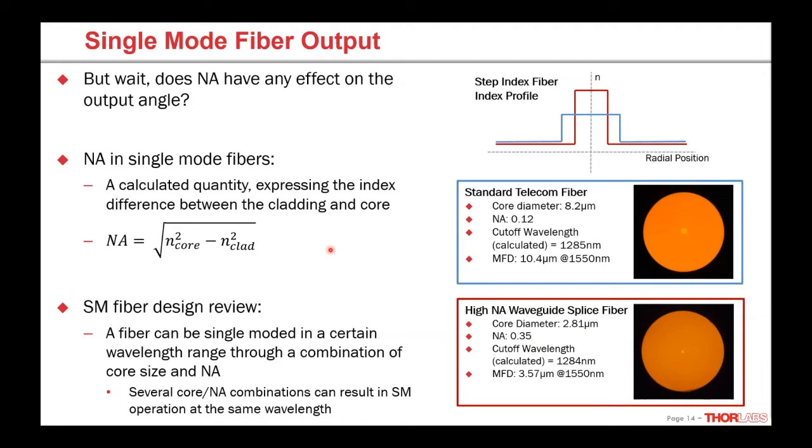But again, from a fiber designer's point of view, I'm thinking of NA as the difference between core and clad index. So over here, standard telecom fiber, we could have a low NA, larger core, and we get a certain cutoff wavelength. This smaller core fiber, we have a much higher NA, much smaller core. We can get the same cutoff wavelength, so the same single mode operating wavelength range, anything larger than the cutoff. And the big difference is a much different mode field diameter.